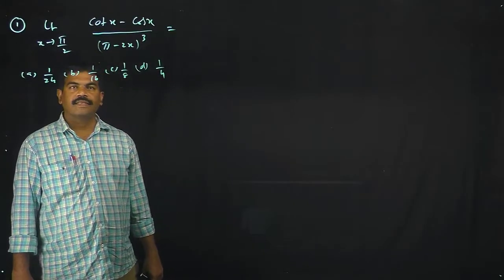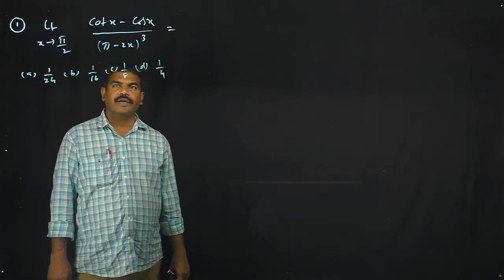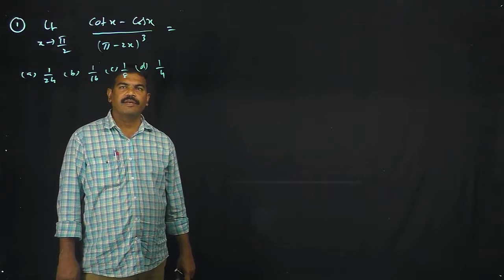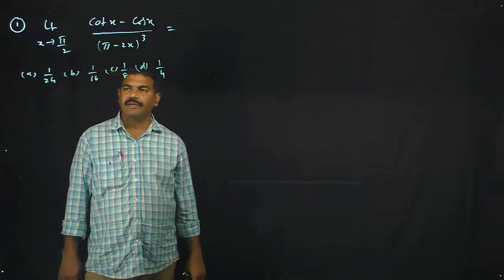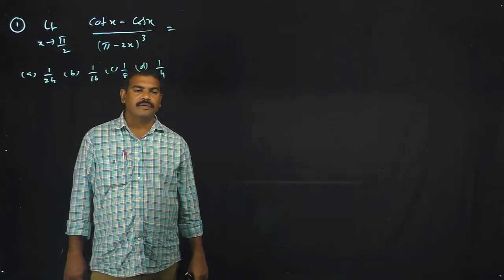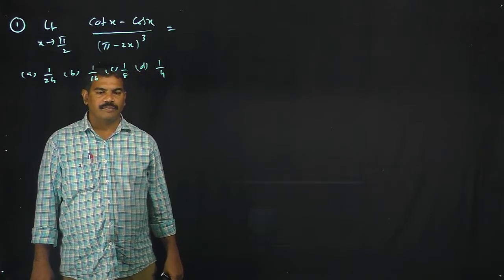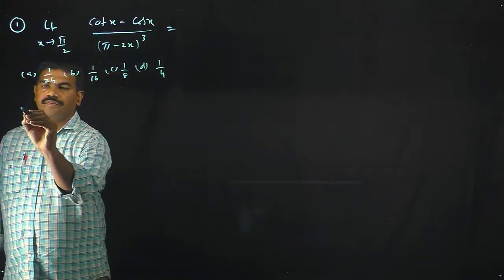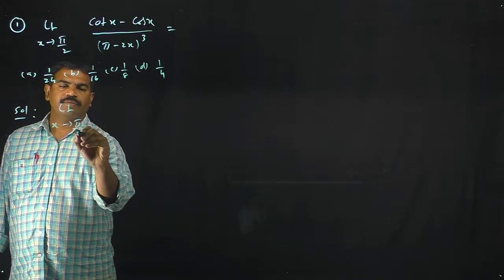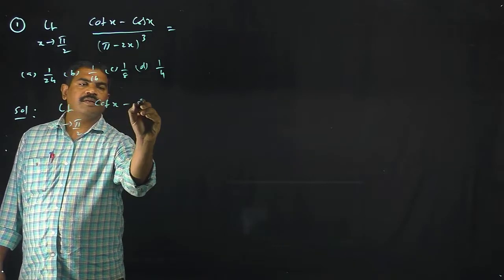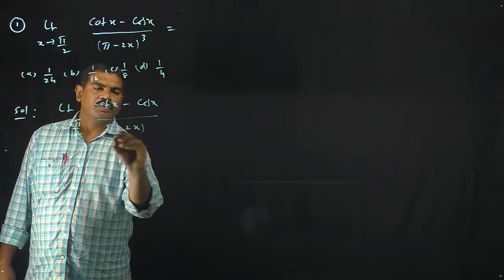Dear students, see another problem: the limit as x tends to pi by 2 of (cot x minus cos x) by (pi minus 2x) whole cube equals. The given options are A 1 by 24, B 1 by 16, C 1 by 8 and D 1 by 4. Now we take the given limit as x tends to pi by 2 of (cot x minus cos x) by (pi minus 2x) whole cube.